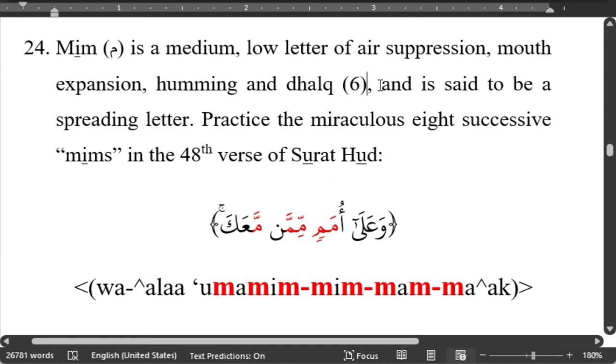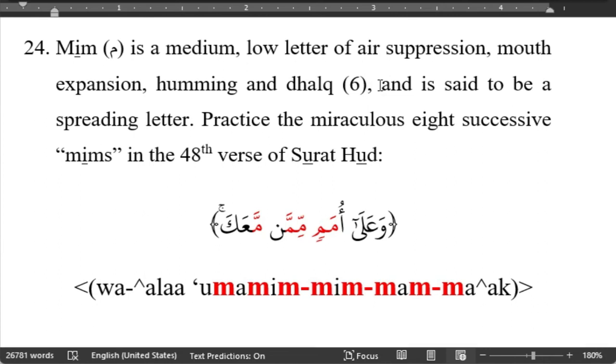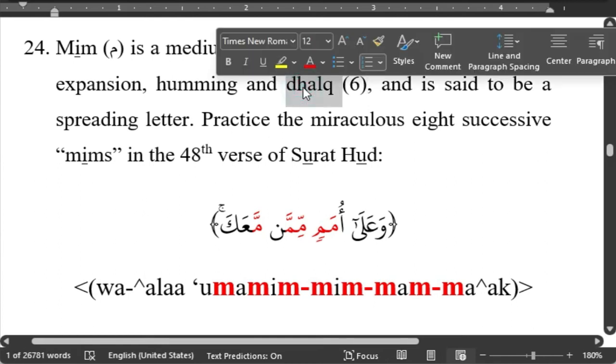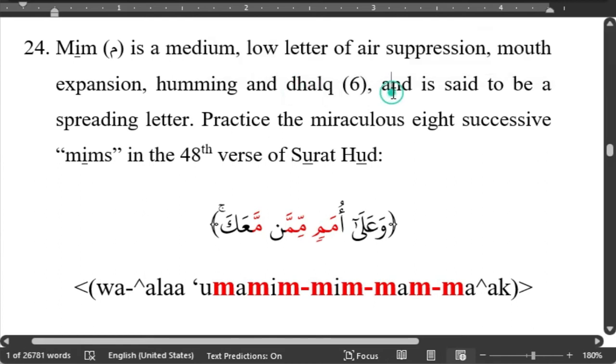Meem is a medium low letter of air suppression, mouth expansion, humming, and being on the edge. And it is said to be a spreading letter. Practice the miraculous 8 successive meems in the 48th verse of Surah Hud. This is part of the miracle of the Quran here. Nowhere else in the Arabic language or any other language are there 8 meems.